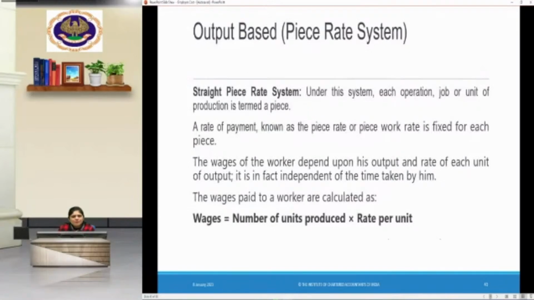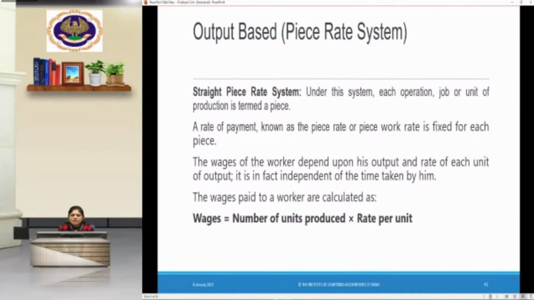Then output-based or piece rate, that means it coincides with the production units. The straight piece rate system: under the system, each operation, job, unit, or production is termed a piece. A rate of payment is a piece rate or a work rate fixed for each piece. So that means rate per unit, or piece of work, whatever you have done.